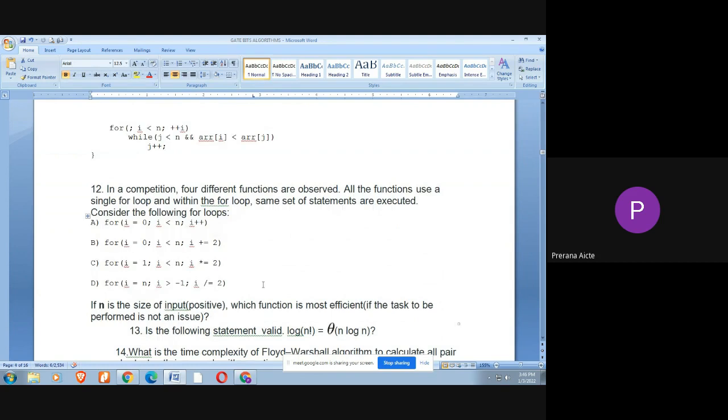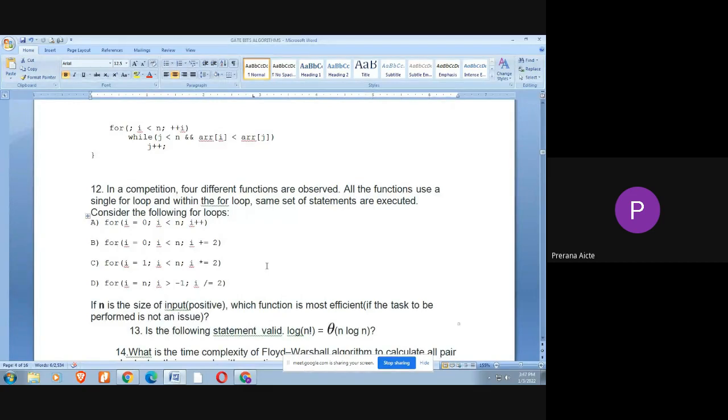So in a competition, 4 different functions are observed. All the functions use a single for loop, and within the for loop, the same set of statements is executed. Consider the following for loops. We are given 4 options, 4 for loops. If n is the size of the input, which function is most efficient among the 4 for loops?